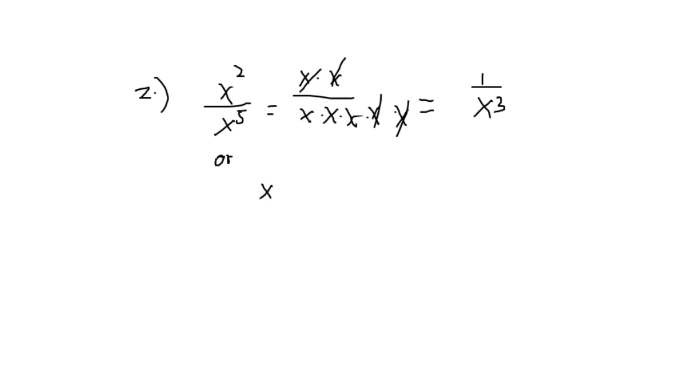And then we can just cancel all the x. Or we can use one of the properties of algebra, which is we're going to subtract the exponents kapag division. So it is x raised to the negative 3 or 1 over x cubed. And that's 1 over x cubed. That's the answer.